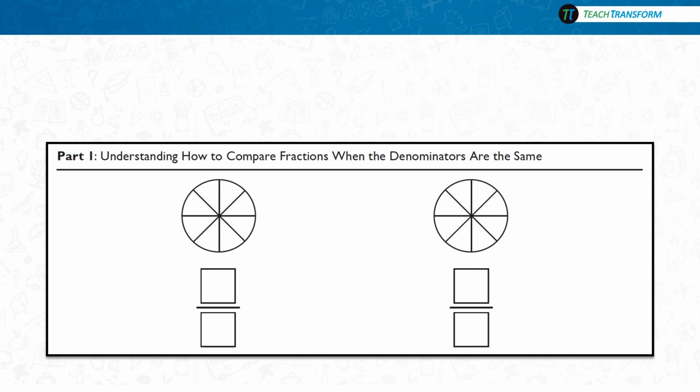Look at part 1 on your sheet. Color one of the circles so that it shows 5/8 and the other so that it shows 4/8. Then write the fractions below. Pause the video now and do part 1.